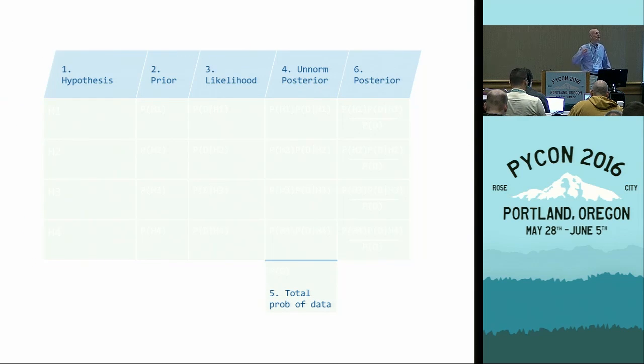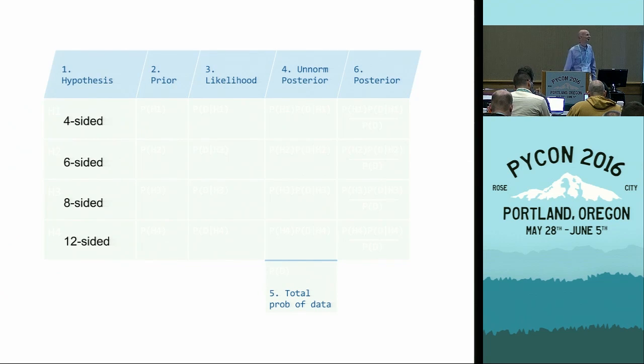So I want to show you how to solve this problem using a table, and then we'll do it using PMFs. So first step, as always, is to specify what the hypotheses are. And I'm just going to write them down like that. This is a little bit of a shorthand. So 4-sided means the hypothesis that the die I rolled was the 4-sided die. And similarly for the other hypotheses.